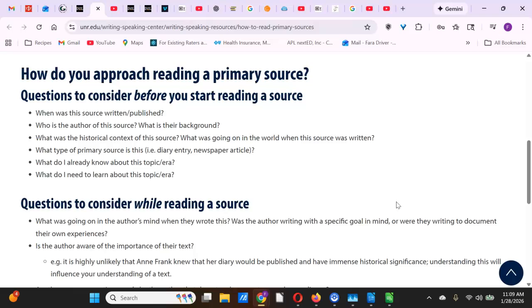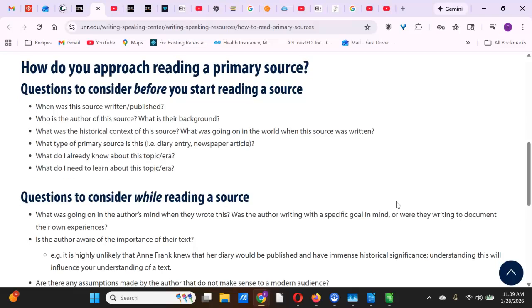What type of primary source is it? Is it a diary, a newspaper article, a letter, a journal entry, a grocery list? What kind of source is it? What do I already know about the topic? As in, what do you already know? And what do I need to learn about the topic in order to put this primary source into context? So before you read a primary source that you're going to analyze, you want to consider these questions first.